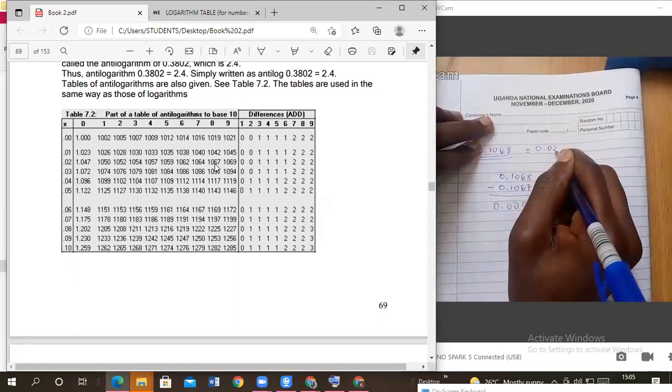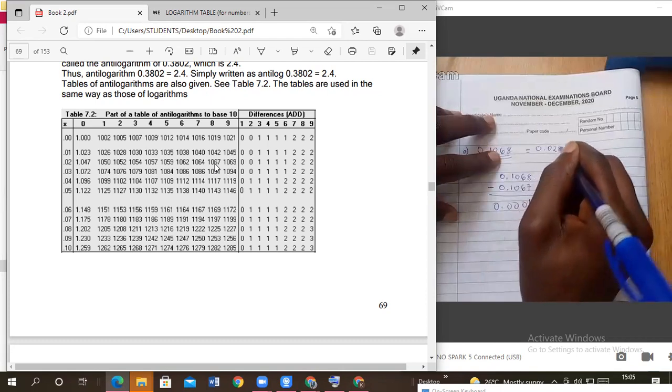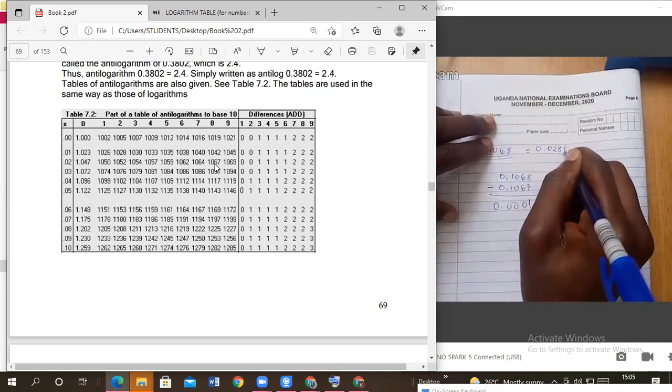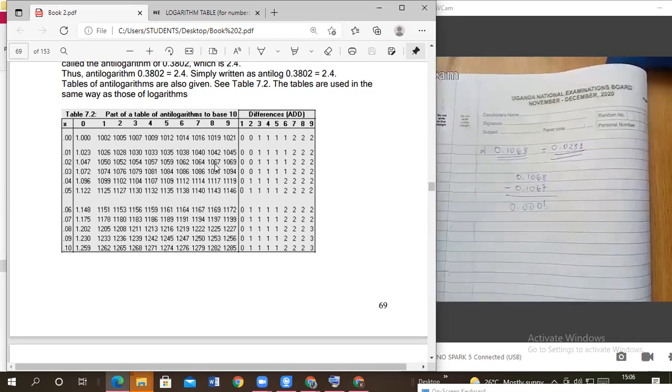0.02, under what? 7 is under 8. Is under what? Under 8. Then we are adding what? We are adding 1. So that's the number.